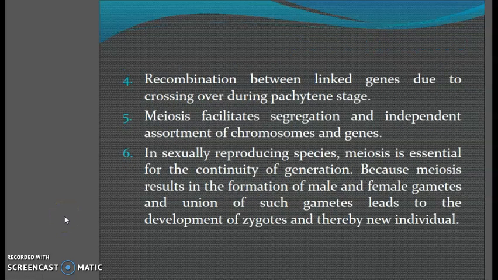It brings about recombination between linked genes due to crossing over, and it also facilitates segregation and independent assortment of chromosomes and genes. In sexually reproducing species, meiosis is essential for the continuity of generations because meiosis results in the formation of male and female gametes, and union of such gametes leads to the development of zygotes and thereby new individuals. We have already discussed the difference between mitosis and meiosis in the previous session.